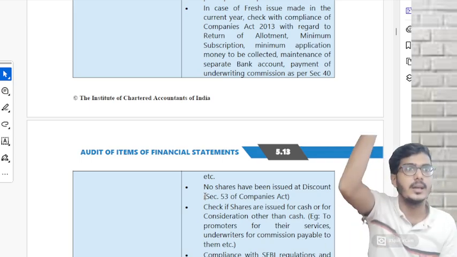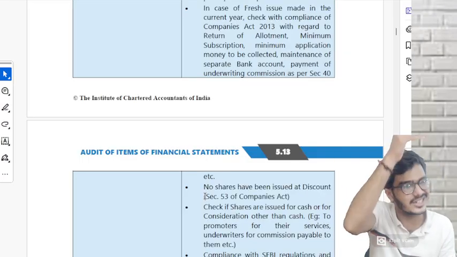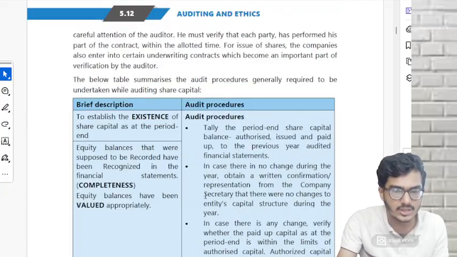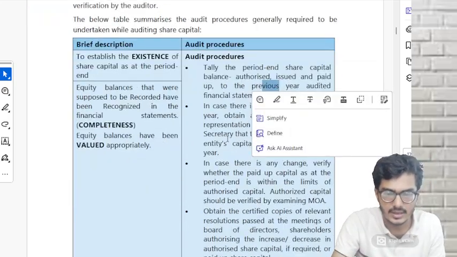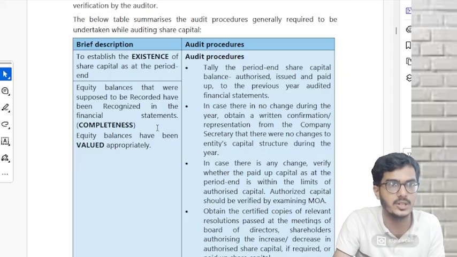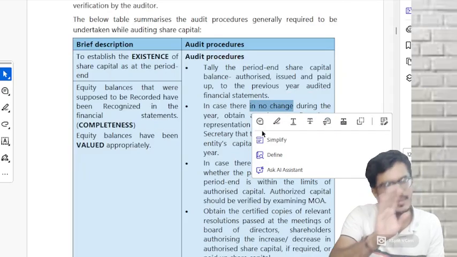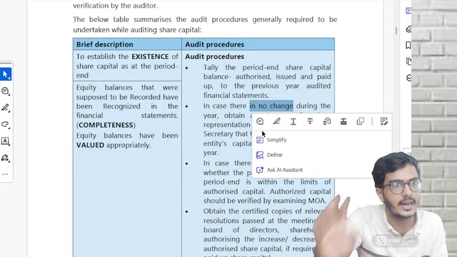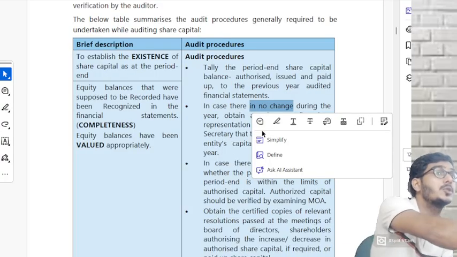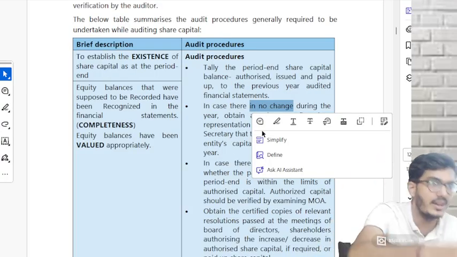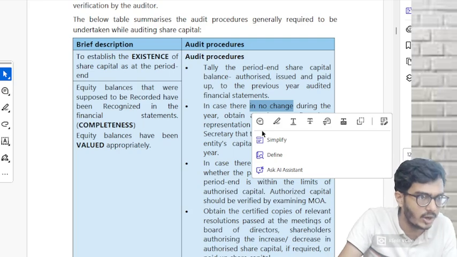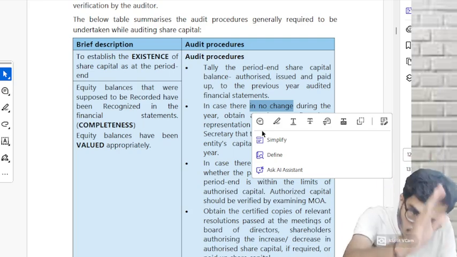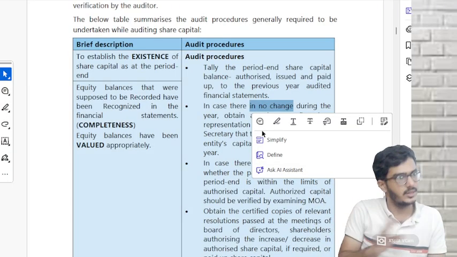What you are supposed to do is read it once, and during the exam also just read it like a novel. Underline keywords like tally the period and share capital with the previous year, meaning compare current year and previous year. Next, no change, obtain written confirmation. Underline this much, and at exam time read only that much. That is the audit procedure based question, the most difficult one, which comes for 8 marks in your paper: 2 questions of 4 marks. Correct or not? It is very difficult. Just do a reading of the entire audit procedures. Done with that type of question.